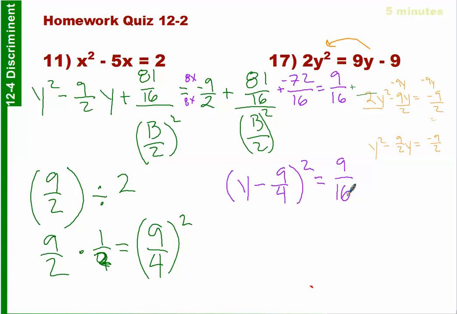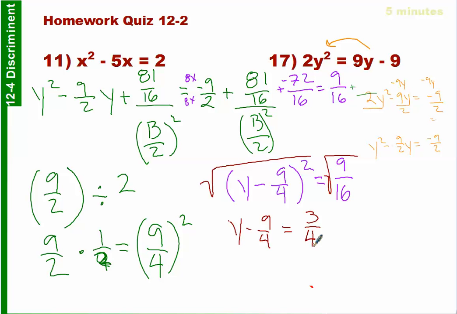What's my next step? What must I do next? Nathan? Square root it. So let's take the square root. So what is the square root of y minus 9 over 4 squared? Y minus 9 over 4. And that's going to equal, well, what's the square root of 9? 3. What's the square root of 16? So we get nice numbers now.